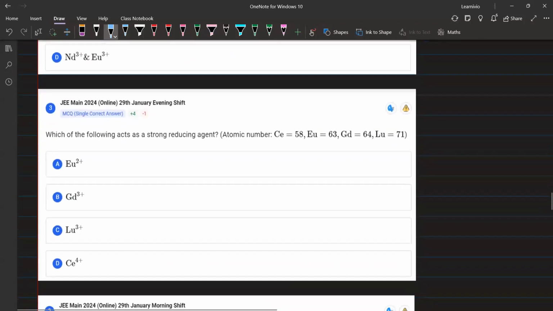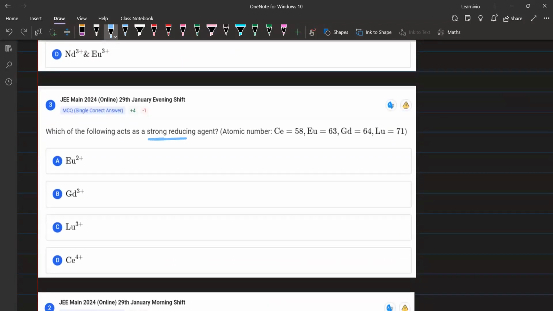The next question, this is also important. Which of the following acts as strong reducing agent? The electronic atomic numbers are given to you. This is going to be a bit easier, not very hard. Look at the oxidation state, and the general oxidation state for actinides and lanthanides is +3, right? Answer accordingly, then you will easily answer.